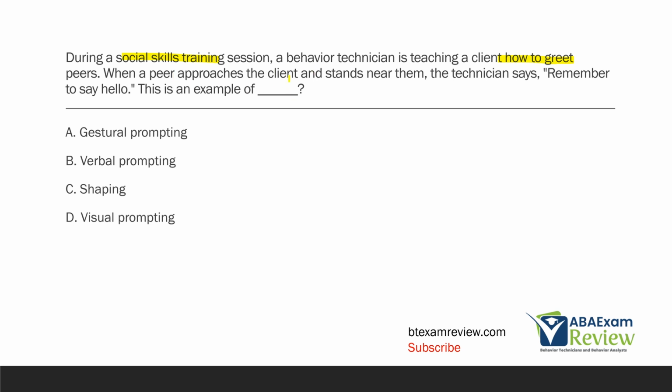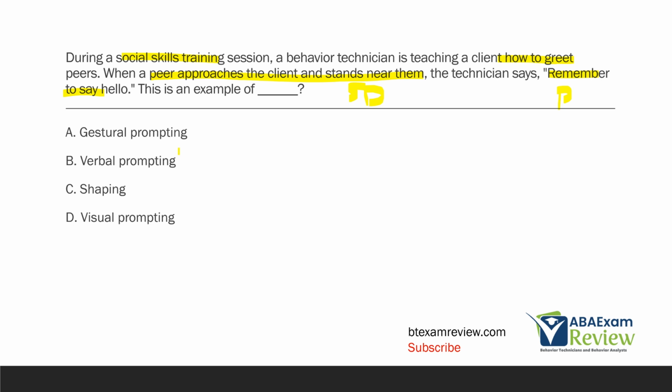When the peer approaches the client and stands near them, which should be the SD to say hello, the technician inserts, "Remember to say hello." So this is our SD, and this is our prompt. So the prompt is, "Remember to say hello." Now, what type of prompt is that? A gestural prompt, or gestural prompting.